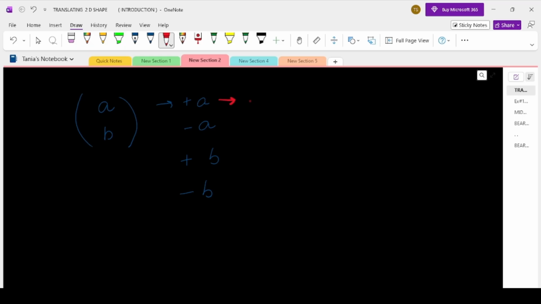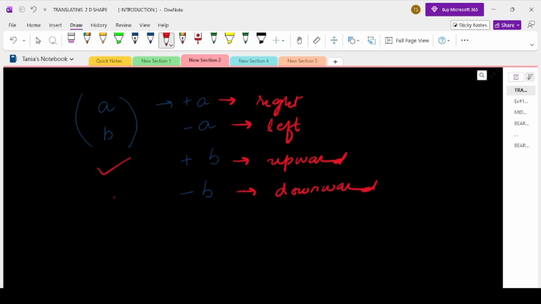When a is positive, we drag our point to the right on the x-axis of the coordinate grid. When it has a negative sign, we have to shift it to the left side. When b is positive, we shift it upward, and when b is negative, we shift it downward. So these are the facts we use when dragging a point on a coordinate grid by using a column vector.